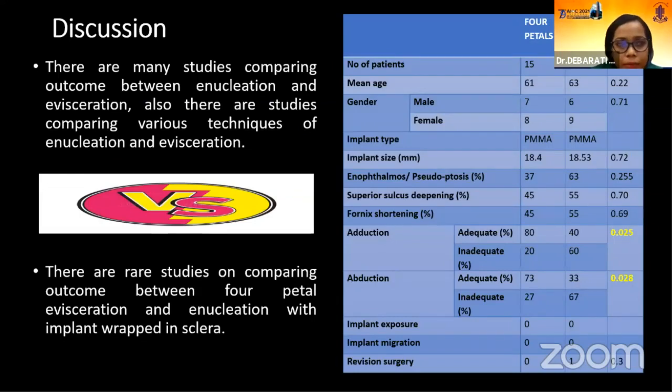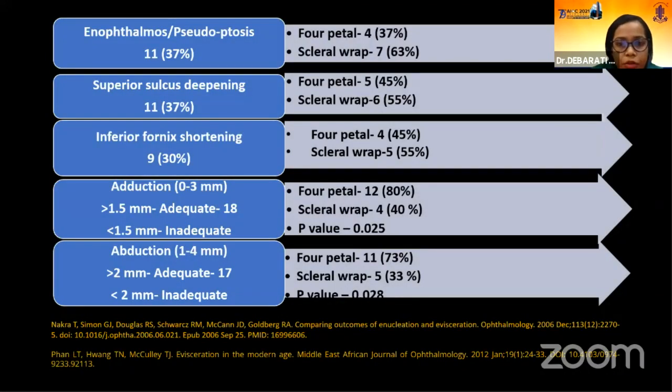Yeah, the comparison between both enucleation and evisceration is an age old debate, but they all compared between the conventional techniques. So what did this study add? This study has compared a modified technique of enucleation with a modified technique of evisceration, and on the right hand side is the chart showing in brief the outcome between the two groups. Now, though the outcome between the two groups were not significant, we can see the percentage of complications were higher in the scleral wrap group, and also ocular motility was better in the four petal group.